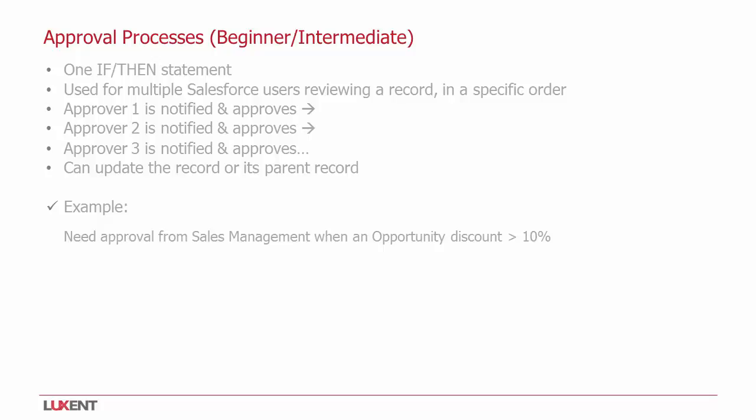You, as the administrator, establish the criteria of records that need to be approved. Records meeting that criteria can then be submitted for approval by users, and then they'll be automatically routed to a series of pre-designated approvers. Each approver will be notified via email when it's their turn and prompted to approve the record before the next person in line is able to do so.